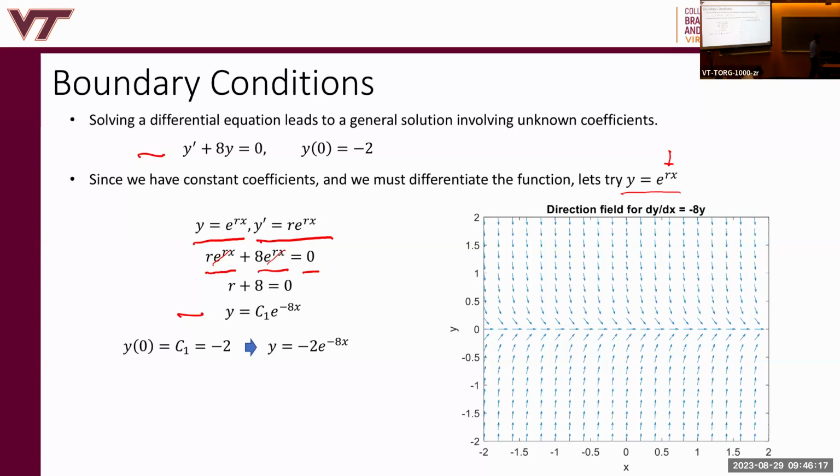So what we have to do is use what's called the initial condition here, or if it's a temporal differential equation. In this case, it's a spatial differential equation, so it's a boundary condition. And we use that boundary condition to find what this coefficient has to be.